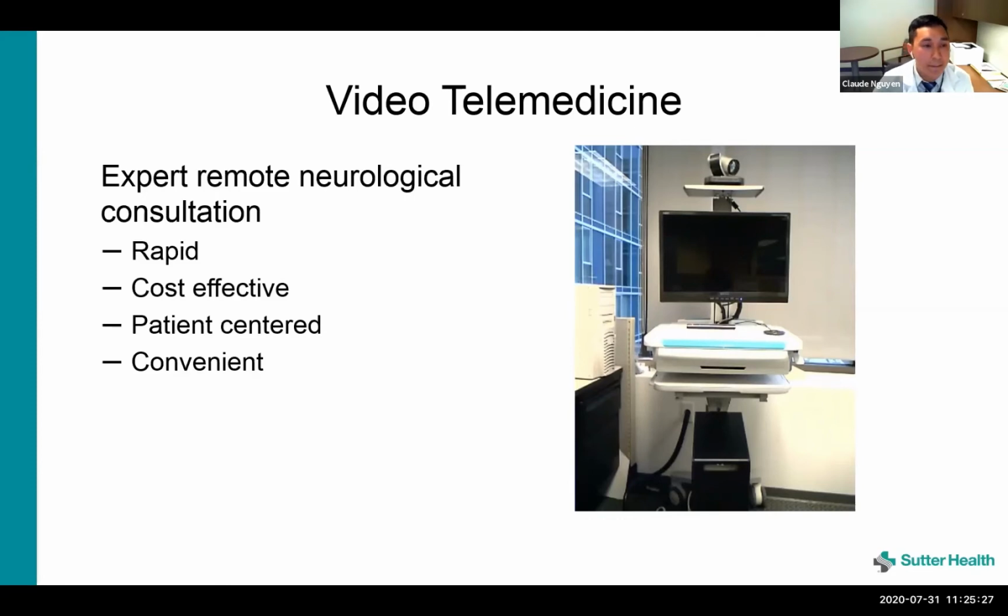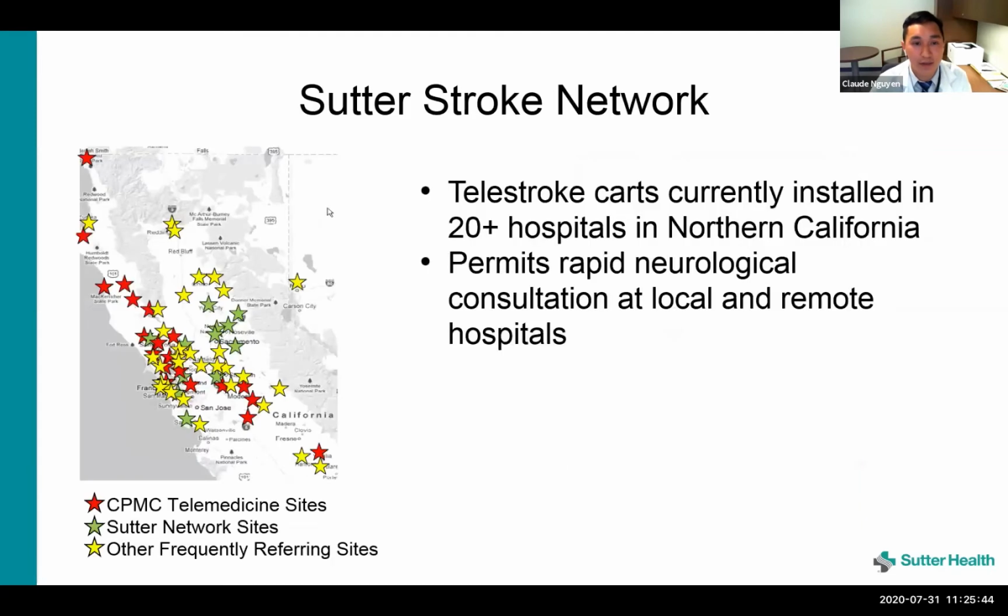This is an example of a telemedicine device, with a camera that we can use to control and to evaluate the patient quickly so that we can determine whether they need to be transferred elsewhere for their treatment, or to get the treatments that I discussed earlier. And so we have an extensive network throughout Northern California, and through our relationships, our goal again is to try to get people the care that they need rapidly and safely.